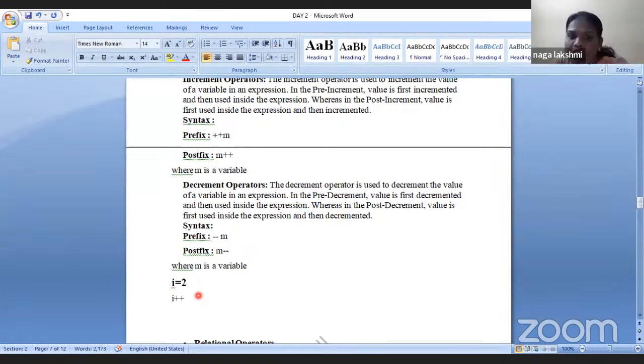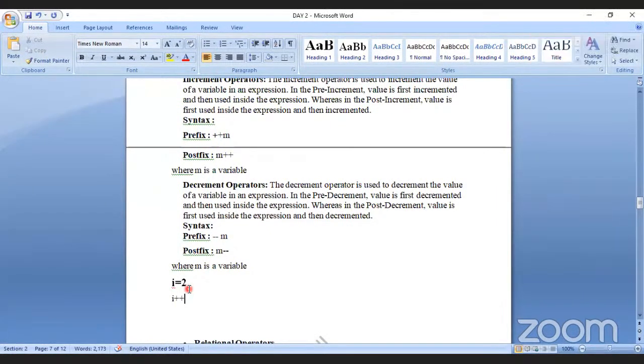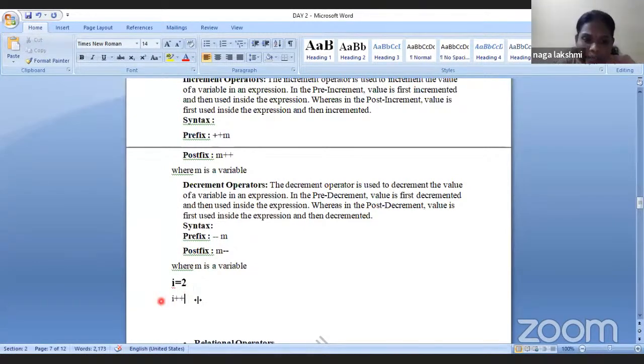It is not 6, Anuradha. It is only 2. I'll be telling you the difference. Okay? I plus plus means what? It is post increment. I'll take my example better.